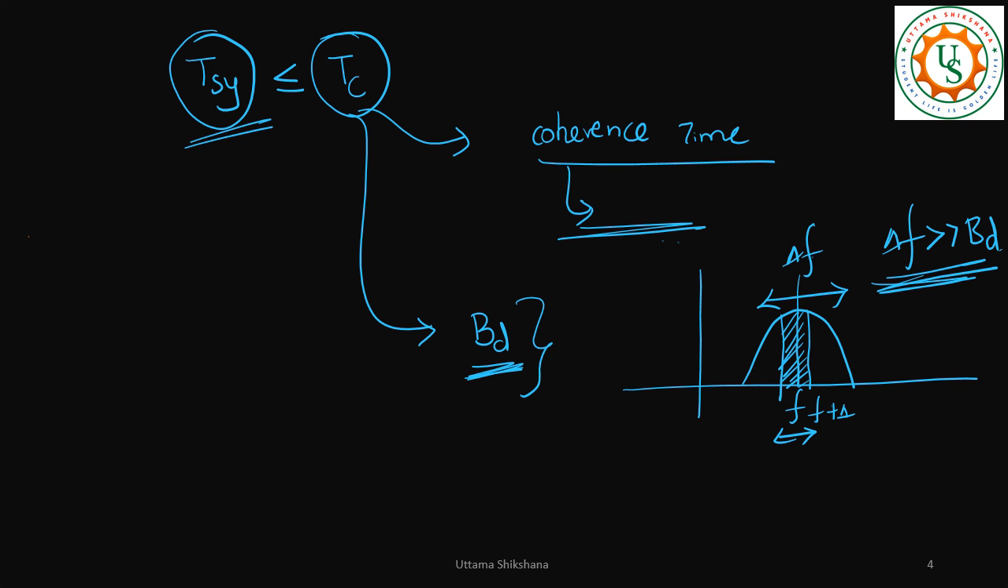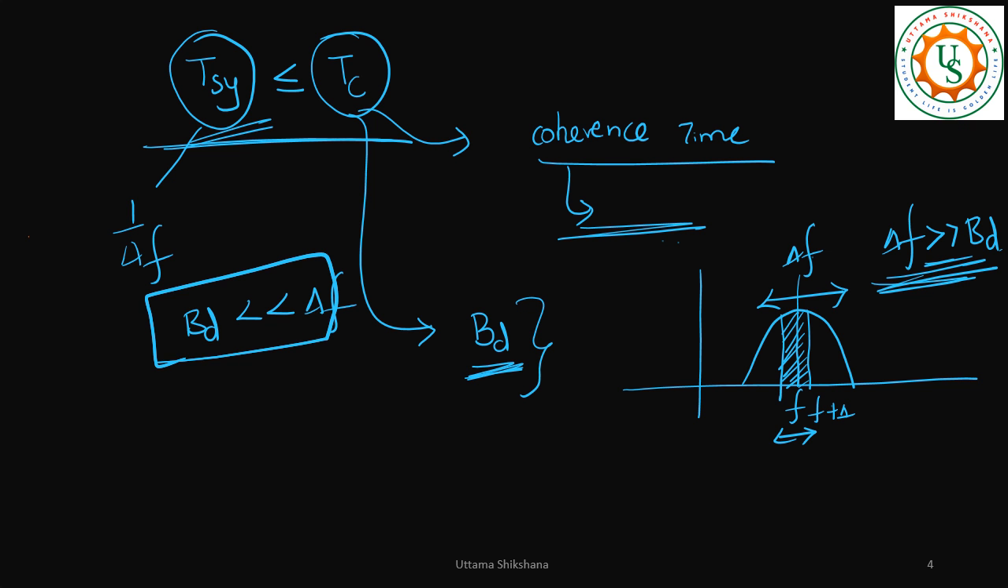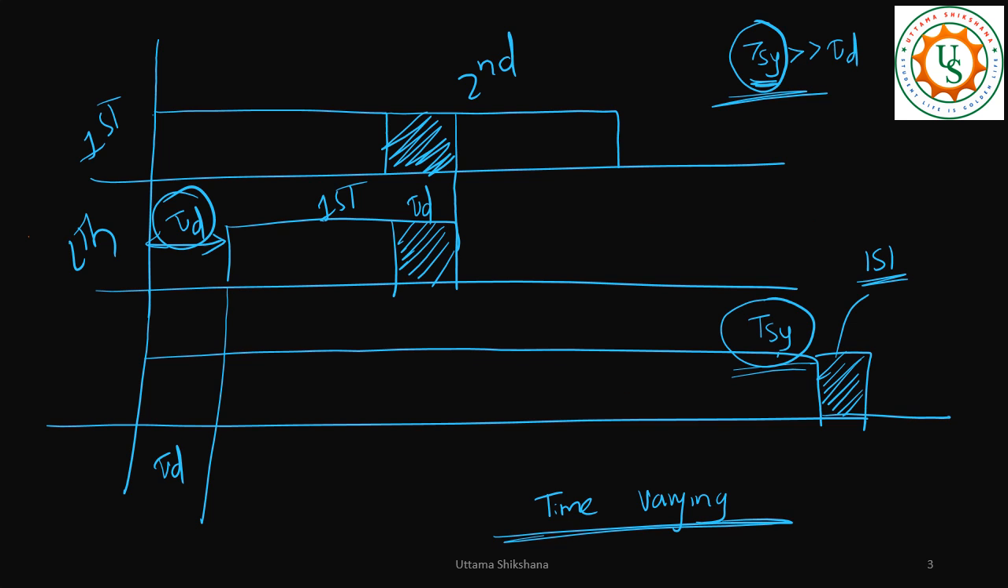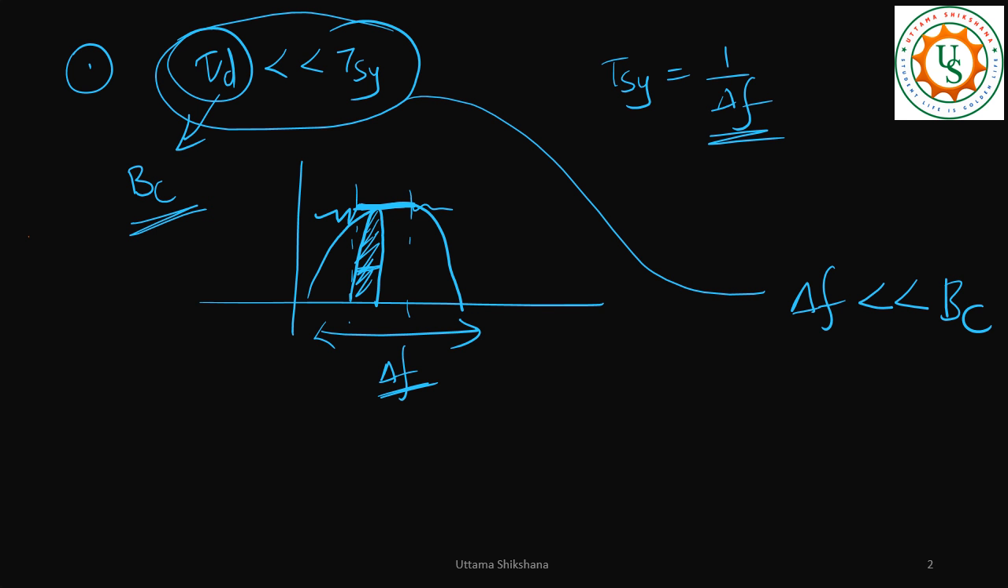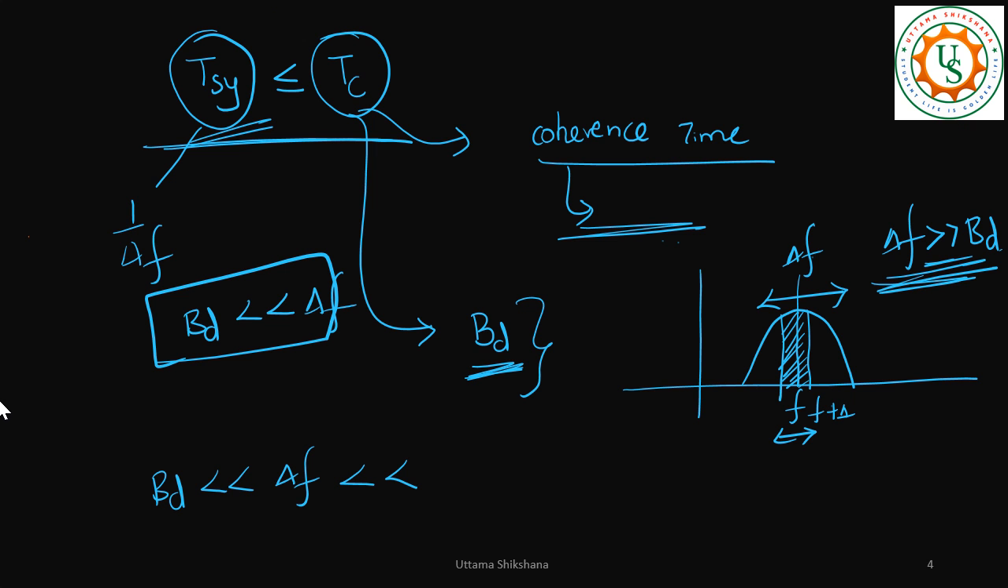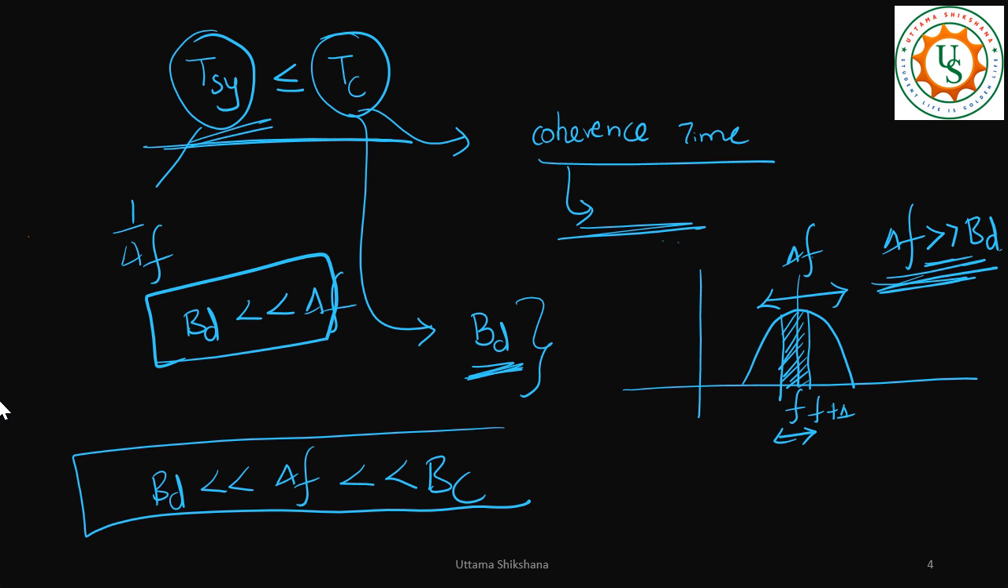Even from here, what we can derive is, since this is related to 1 by delta f, this will become delta f, and here we saw that delta f should be far greater than BD. So combining the two conditions, delta f should be far greater than BD, and then it should be far less than BC. This is how the value of delta f should be chosen.